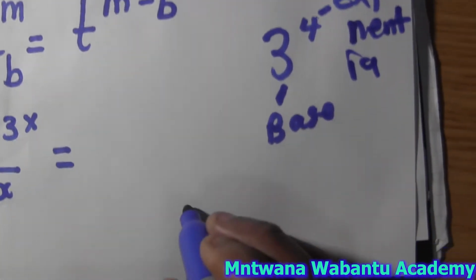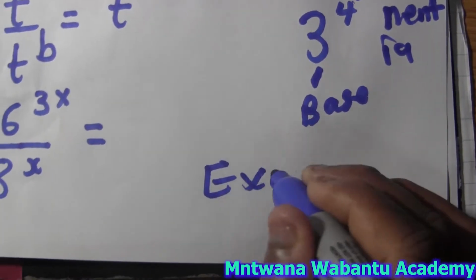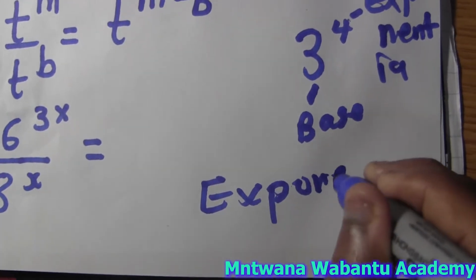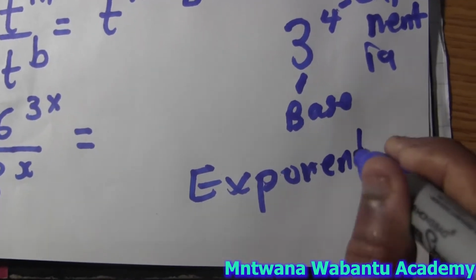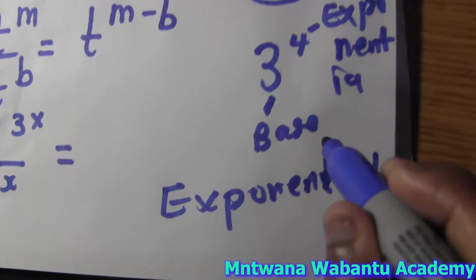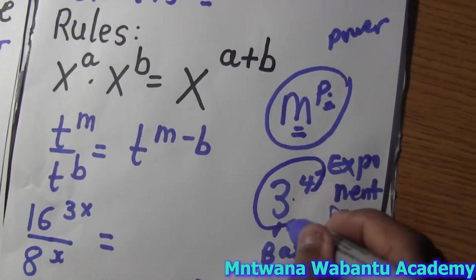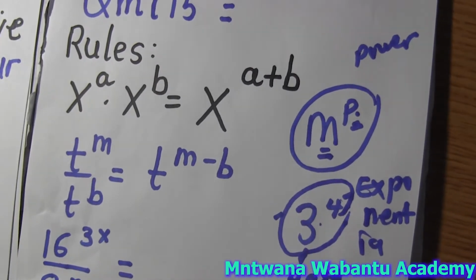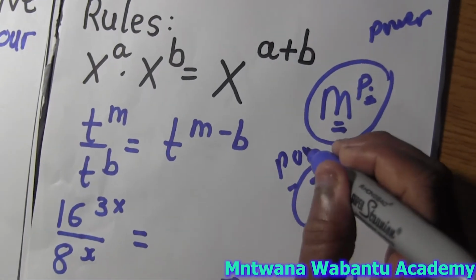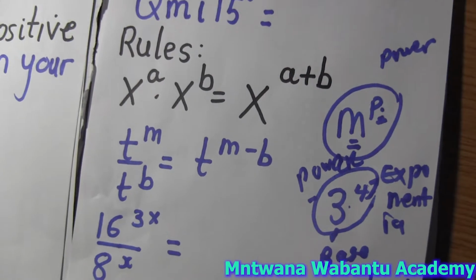I'm going to write here the spelling of exponent. Now this is the base and this is the exponent, but all of them together we call what? Power. All of them together equal the power.